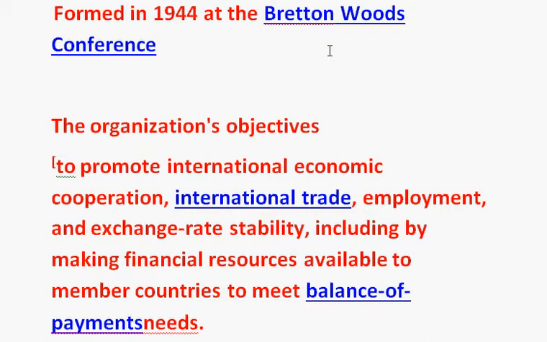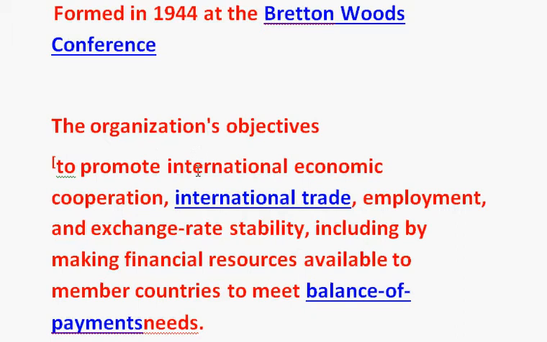As we have discussed in the previous video also, in 1944 in Bretton Woods there were two institutions that were formed. One was the IMF and the other was the World Bank. Both have their offices in Washington, DC.